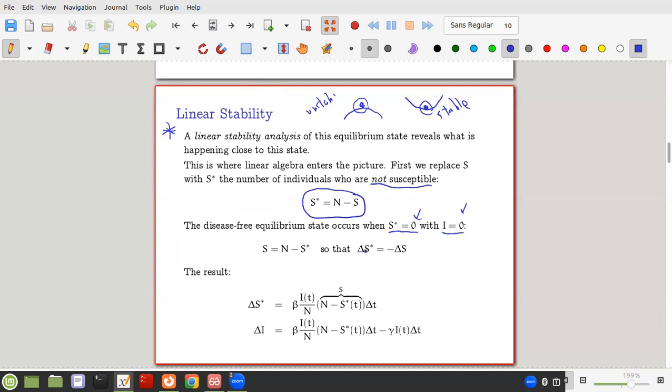And you notice that delta S star is minus delta S. So if the number of people who are susceptible decreases, this is an opposite change, because those people are becoming not susceptible once they're infected.